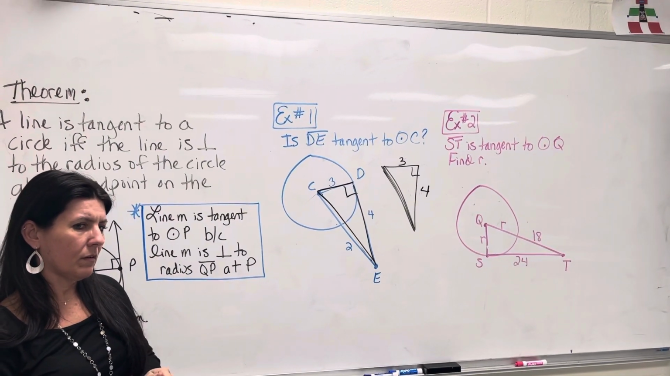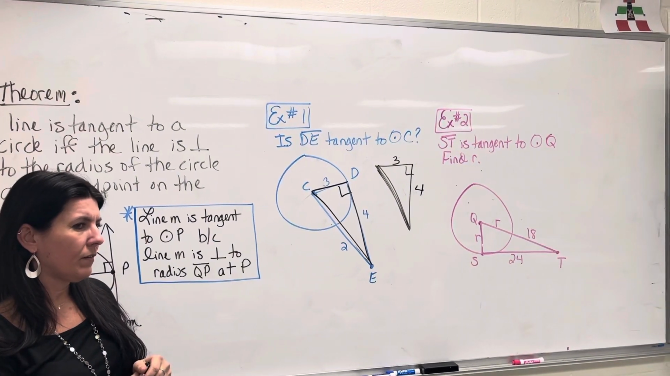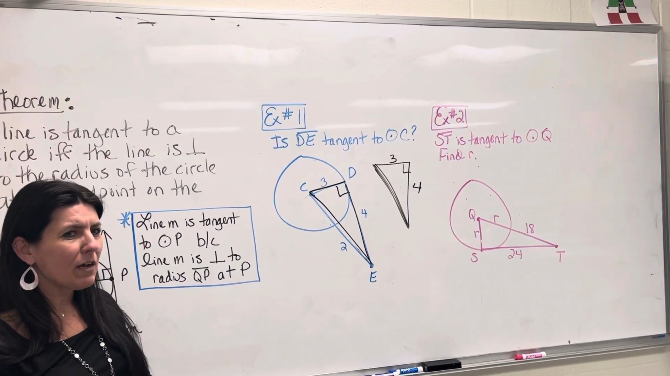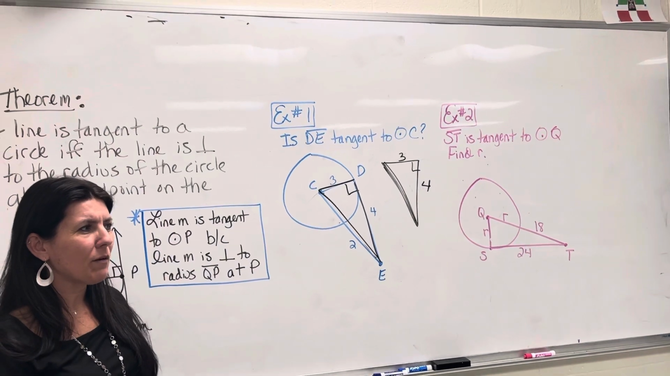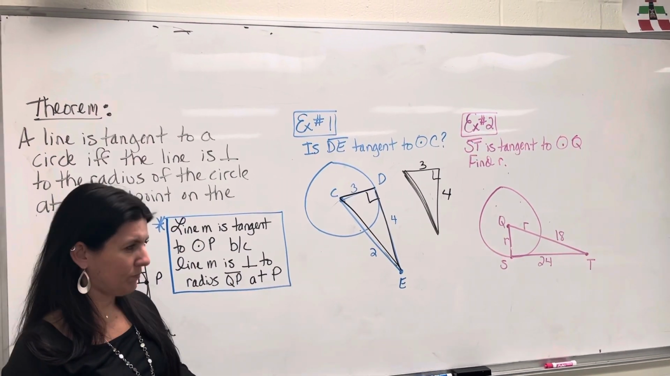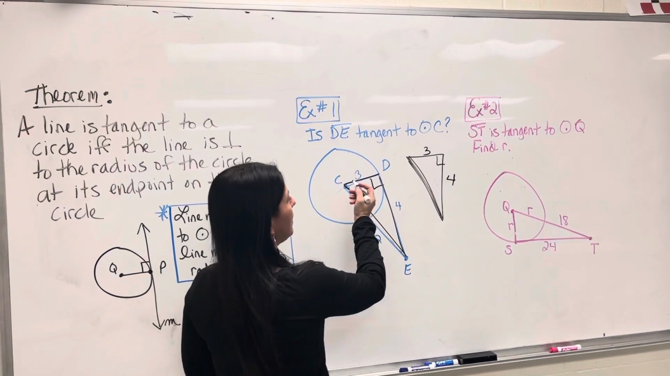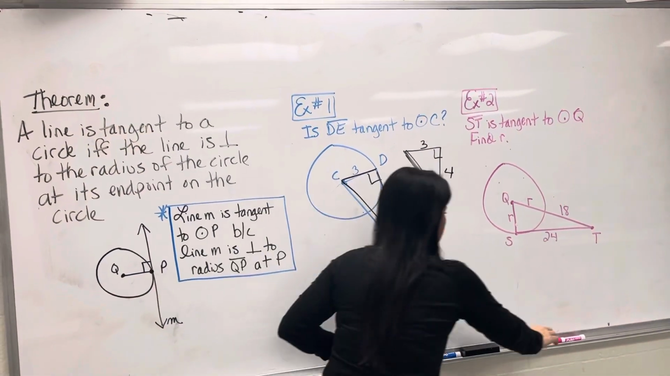What's the hypotenuse length? 5. Good job. Where'd 5 come from? Hold on. Where'd 5 come from? The radius is 3 plus the 2. Be careful. This is an important idea because you'll need this more than once. Let me use a different color here.